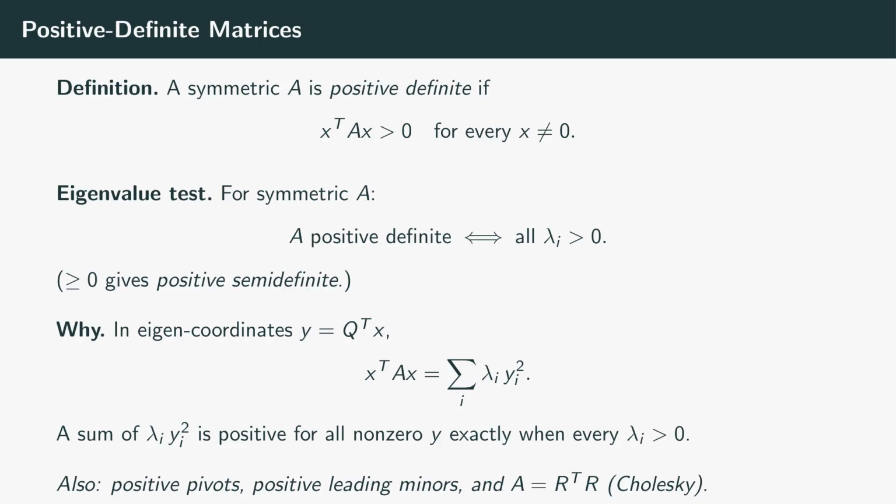Positive definite matrices also have positive pivots in elimination, positive leading minors, and a square root style factorization called Cholesky.